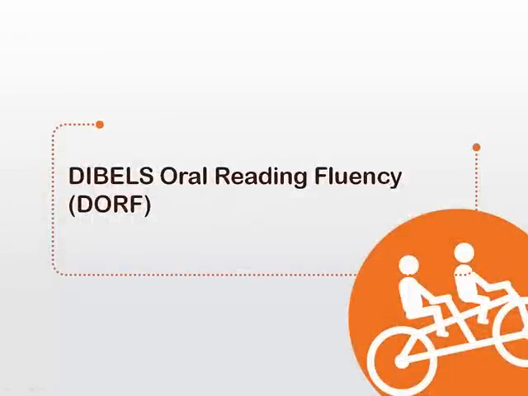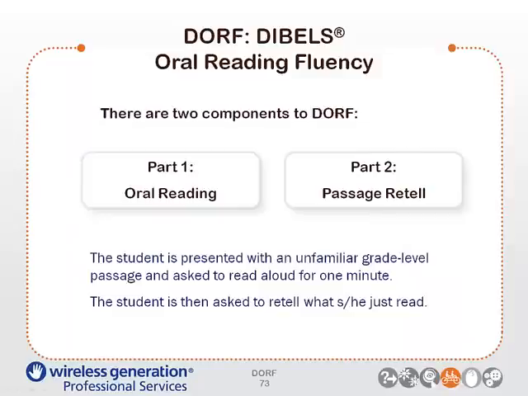DIBELS Oral Reading Fluency, also known as DORF. The oral reading component of DORF assesses the student's ability to read connected text fluently and with accuracy. The student reads a passage aloud for 1 minute. The assessor marks errors, which include omissions, substitutions, or hesitations for more than 3 seconds.